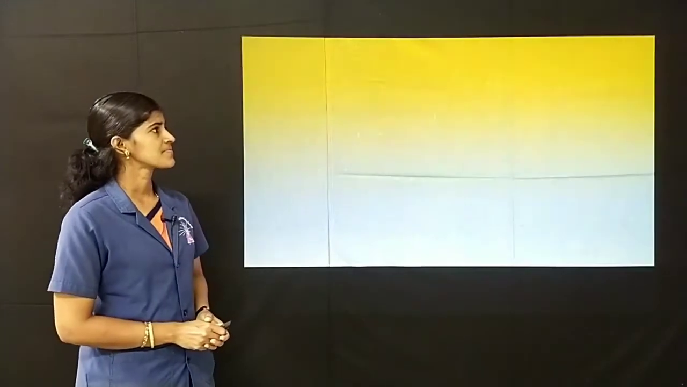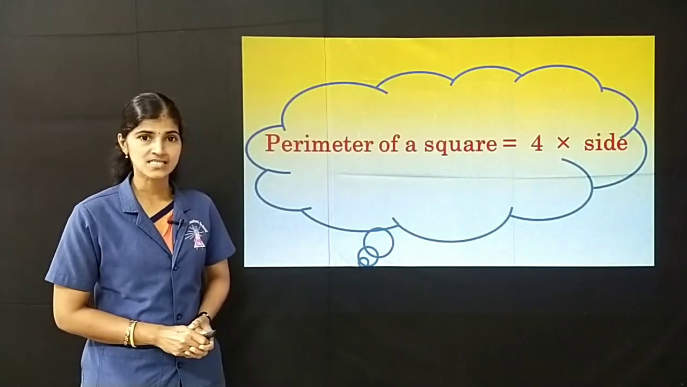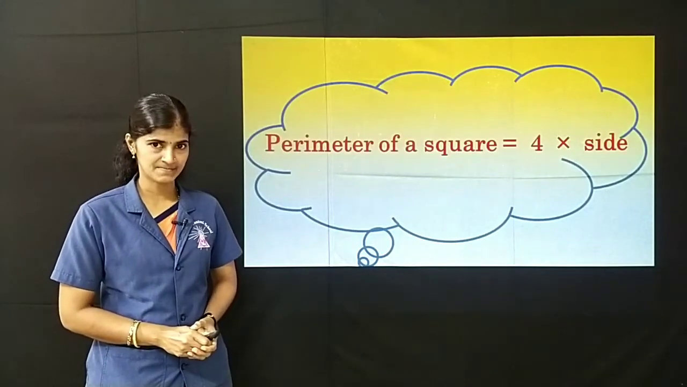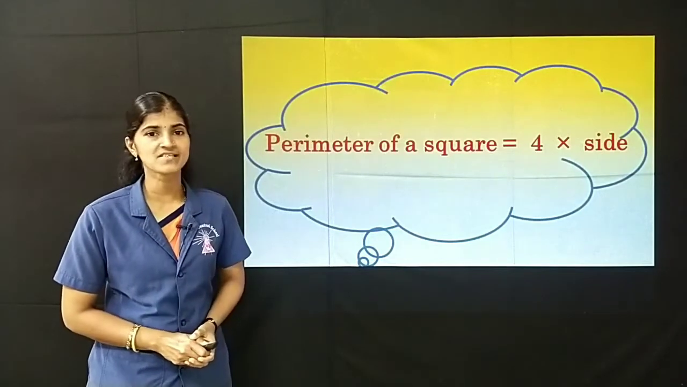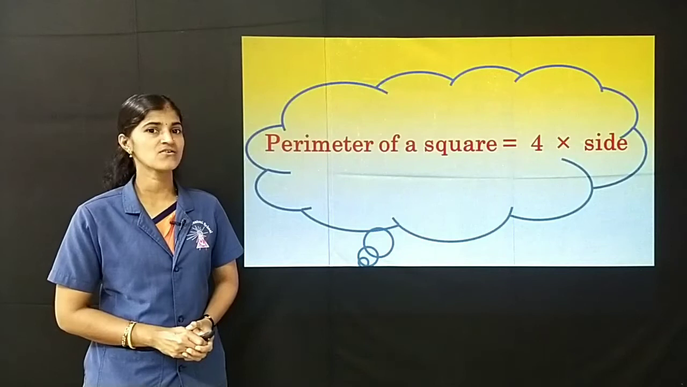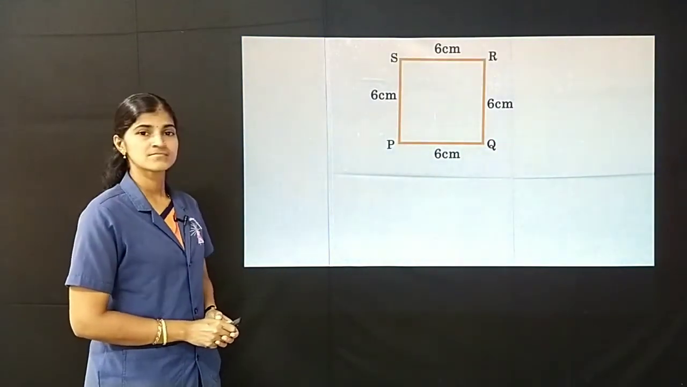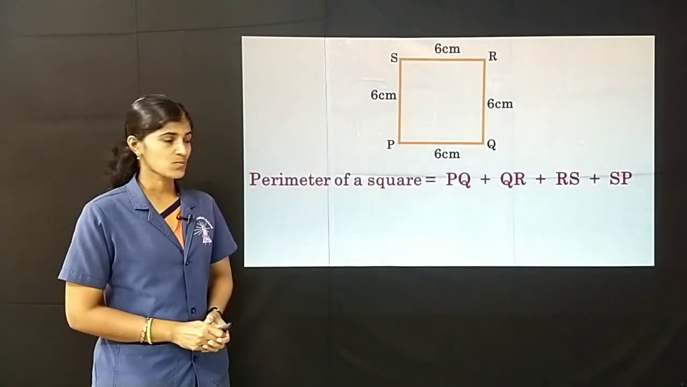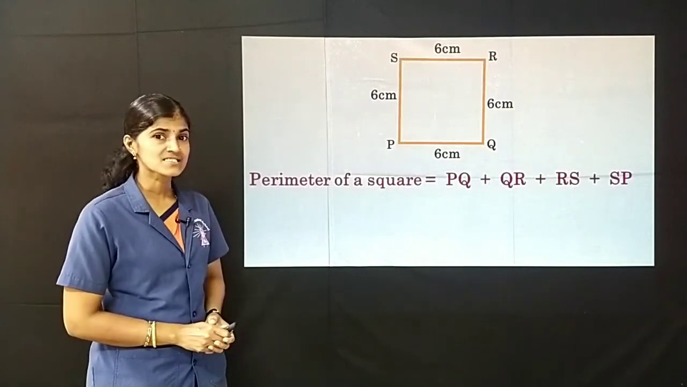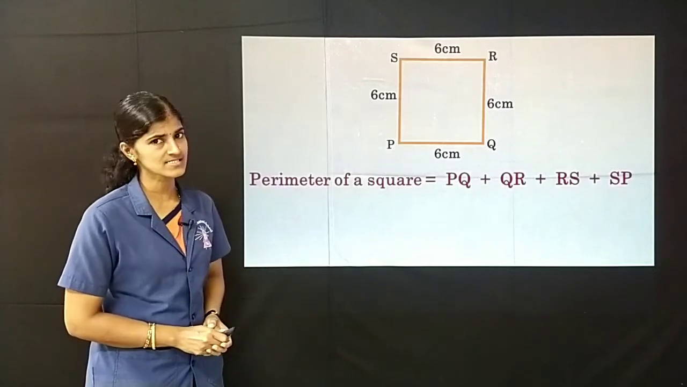Now what will be the perimeter of a square? Yes, so perimeter of a square is equal to 4 into side. So we have 4 sides and multiplied by one of the sides gives us the answer of perimeter. Now here is the square. We will find the perimeter of this square. Perimeter of a square is equal to PQ plus QR plus RS plus SP, sum of all the sides.